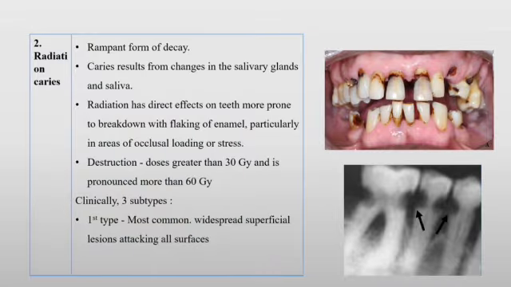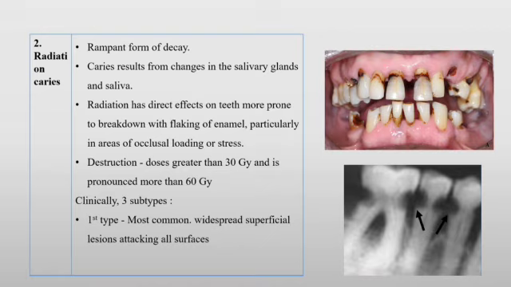Caries is a rampant form of dental decay that may occur in individuals who receive a course of radiotherapy, which also includes the exposure of salivary glands. So they have increase in Streptococcus mutans, Lactobacillus and Candida. Caries result from decreased pH, reduced buffering capacity, reduced salivary flow, increased viscosity and altered flora.